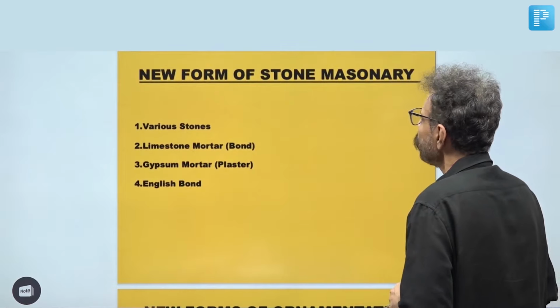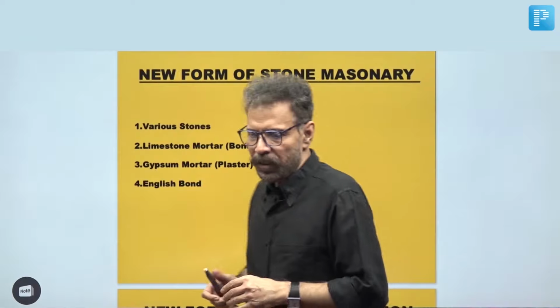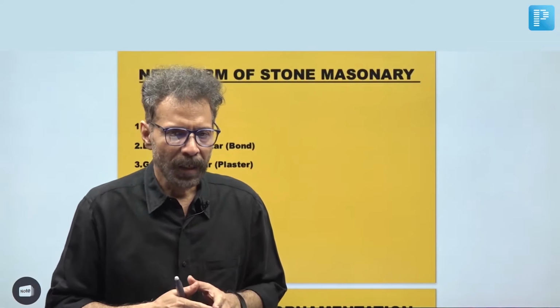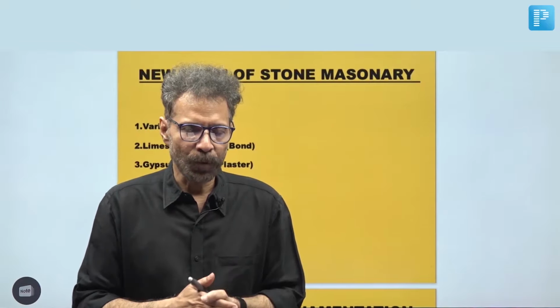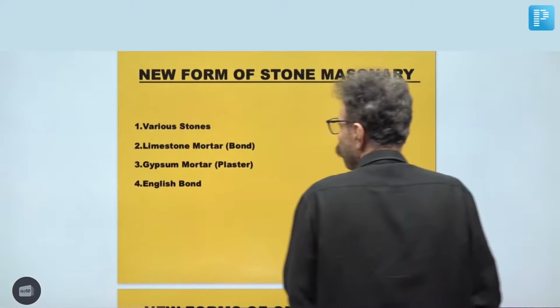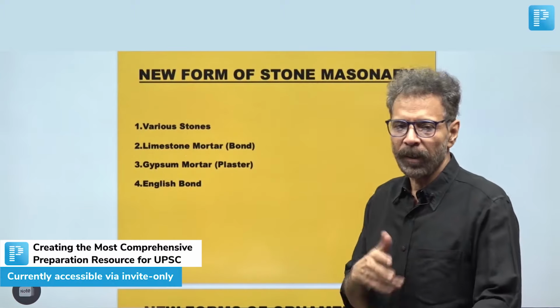form of masonry or stone masonry. Indo-Islamic architecture is greatly characterized by large-scale use of stones and different kinds of stones. So here, 4 points are there. 1. Various stones, means use of various stones.